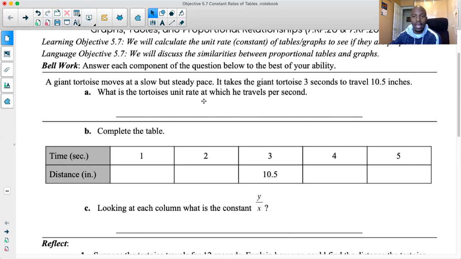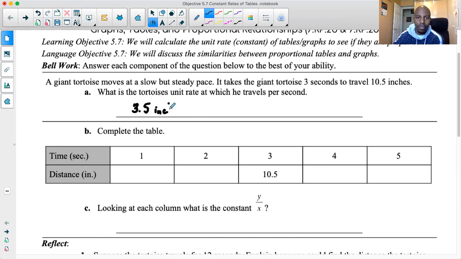So I'm going to give you the answer for A, and the answer for A here is simple. The unit rate is 3.5 inches per second. Okay, and I got that by doing 10.5 divided by 3, and that's what gave me 3.5 inches per second. And remember, I talked to you guys about rate and the difference between rate and ratio, and the rate has to include these words, has to include the unit that follows after you say the answer is 3.5.